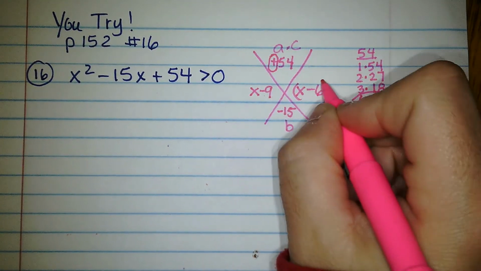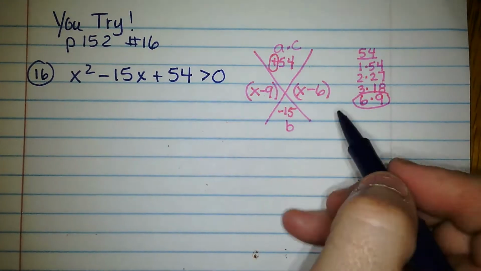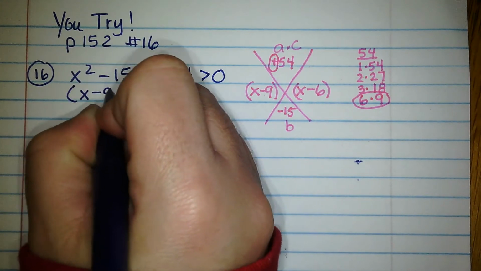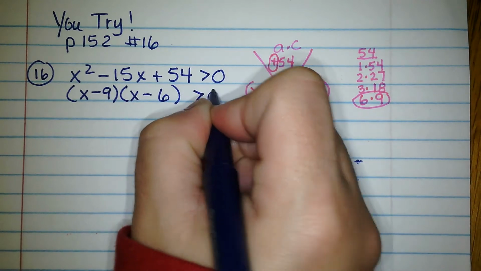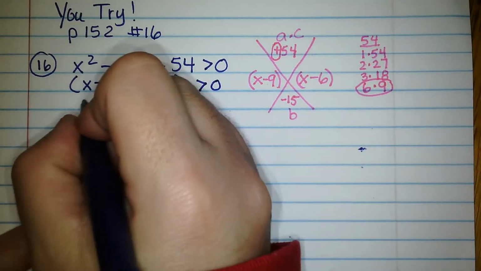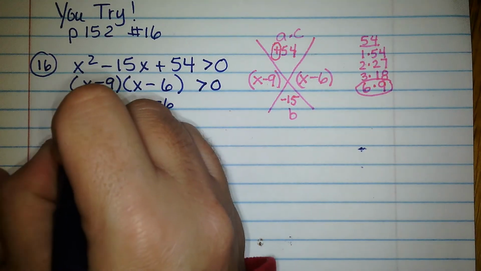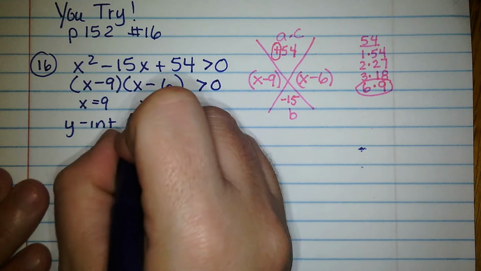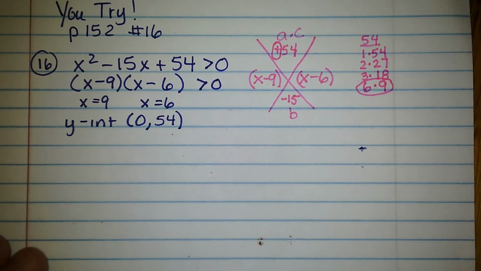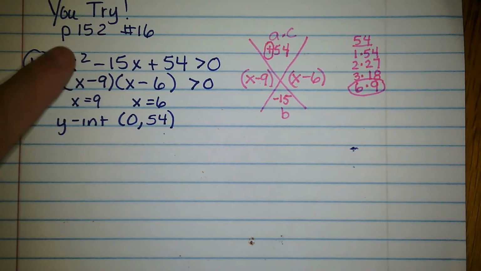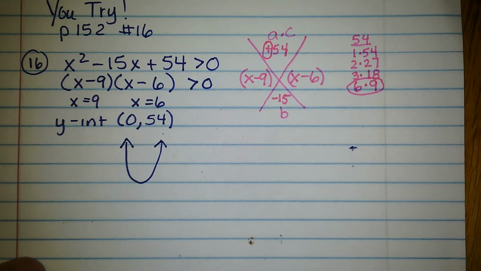This was an awesome, awesome factoring problem to look at. Yay. So we've got x minus 9 and x minus 6, and that's greater than 0. So that means that our roots are x equals 9 and x equals 6. Our y-intercept, of course, is (0, 54), because that's our constant. And this is a quadratic. The a is positive, so I'm looking for this thing to start up and end up.